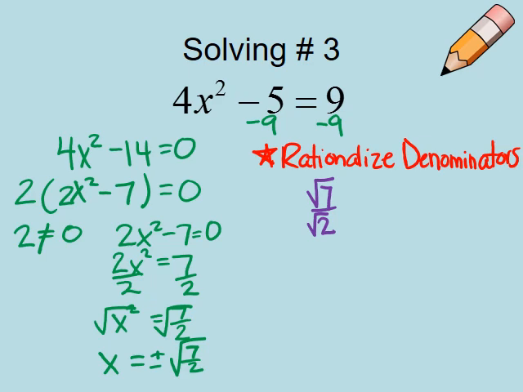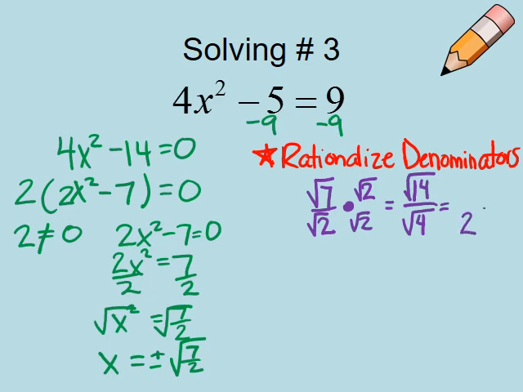Now, I cannot have a radical in the bottom because square root of 2 is irrational, meaning it goes on forever. I want it to be rational. I want to divide by a whole number. So to rationalize the denominator, you multiply top and bottom by the bottom. Square root of 2 times square root of 2 is square root of 4. Square root of 2 times square root of 7 is square root of 14.